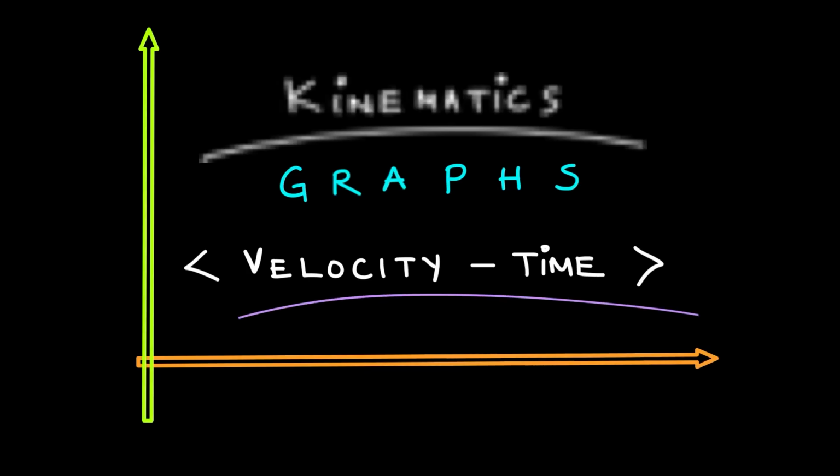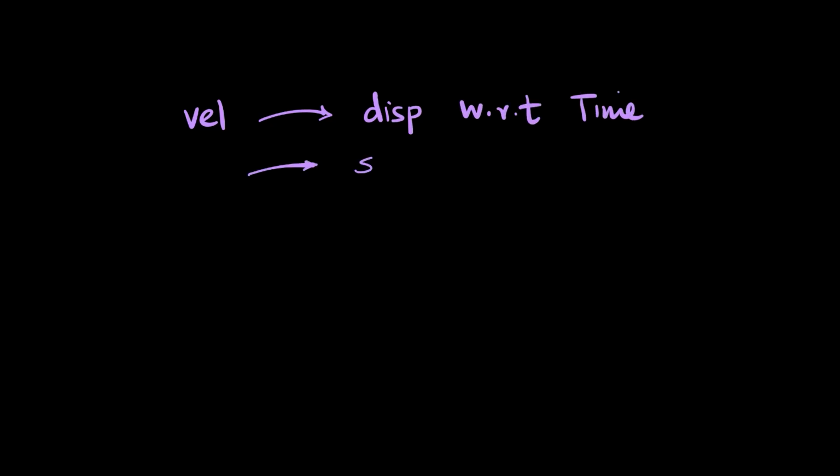In this video, we will focus on understanding the concept of velocity time graph. Velocity is defined as rate of change of displacement with respect to time. Velocity is the slope of a displacement time graph. Now, if we are interested in drawing a velocity time graph, then velocity goes on the vertical axis, time goes on the horizontal axis. Unit of velocity is meter per second, unit of time is second.